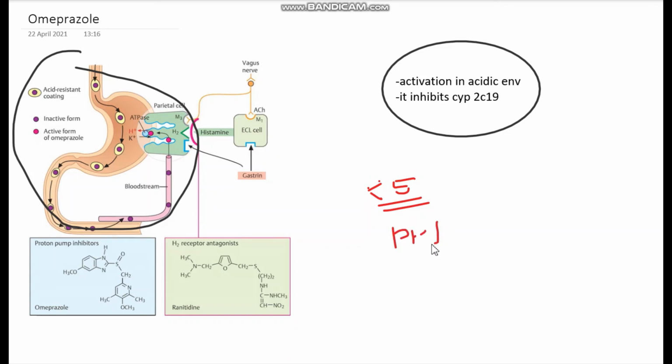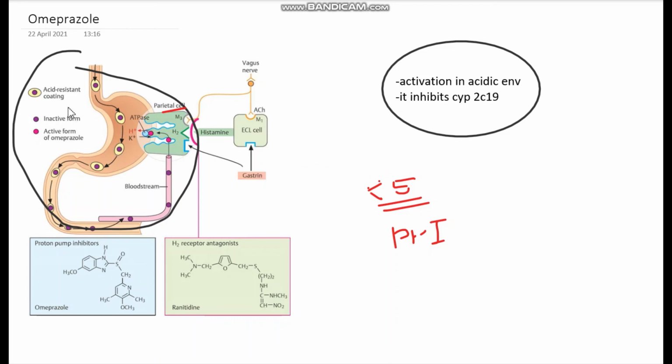Now what happens if you take it orally? If you take it orally directly, it will come inside the stomach, and because of the acidic pH, which is less than 5, it will get activated there itself and will not be able to function, because its site of action is in the parietal cell and not in the stomach lumen. So it should be able to reach completely into the parietal cell and should not get activated and destroyed within the stomach lumen.